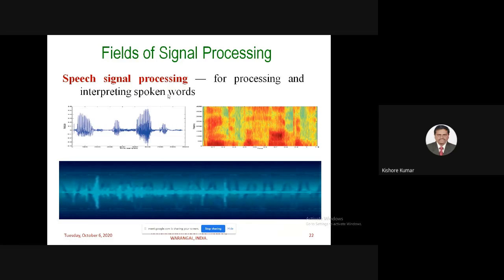Then the second one is speech enhancement. As I said, in feature enhancement we need to remove the noise. In speech enhancement, there are different types of approaches. One is the perceptual modeling approach, and then the statistical approach. In the statistical approach, I can use different filtering concepts, and from the filtering concepts I can process the speech signal. So that is another area of speech signal processing.